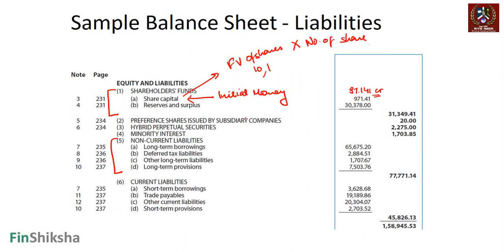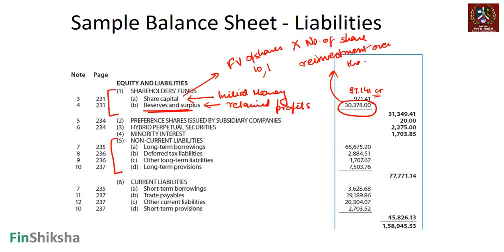of the company. Every year, the company keeps making profits. So retained profits, we've seen this, retained or undistributed profits become a part of reserves and surplus, which means since the time the company has started, the profits of 30,378 crore have not been distributed to the shareholders. They have been put back in. This is all reinvestment, correct? Over the years.